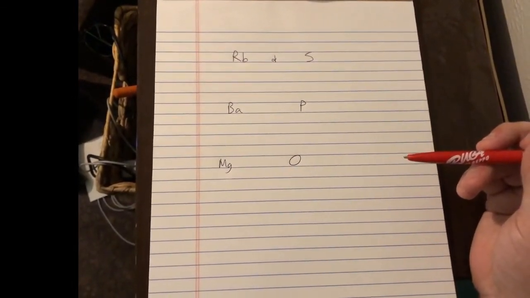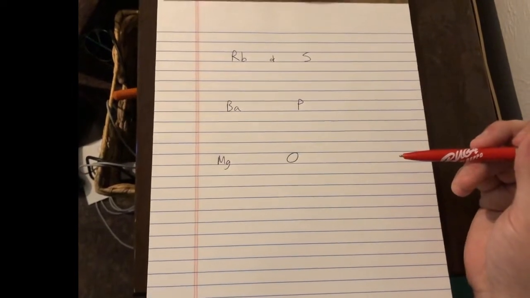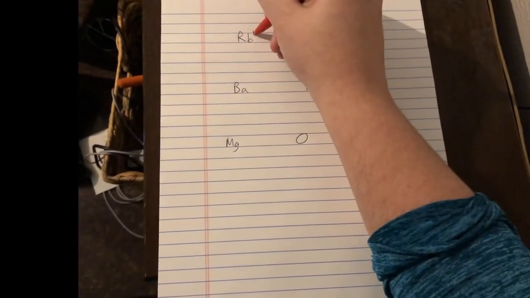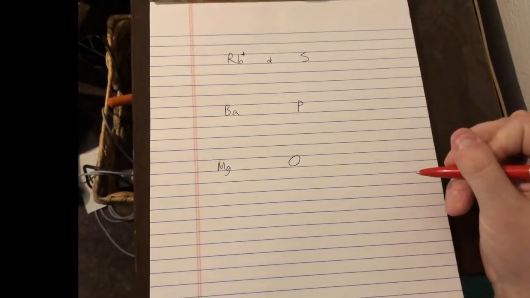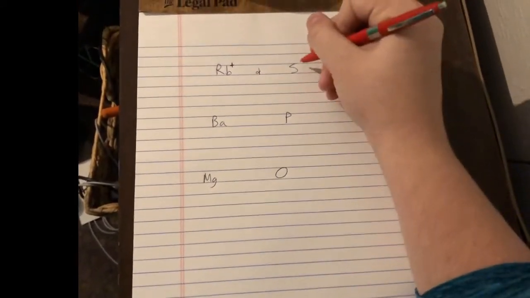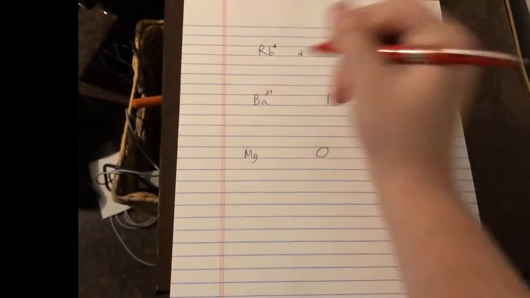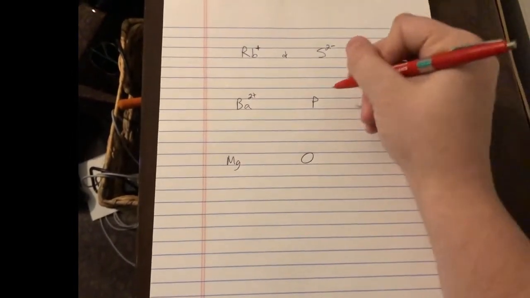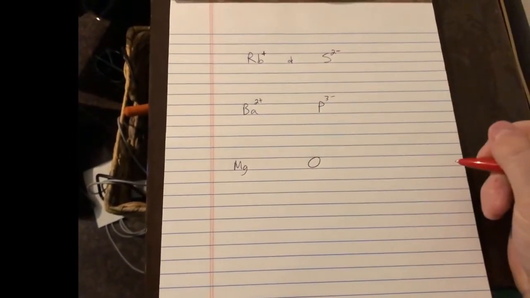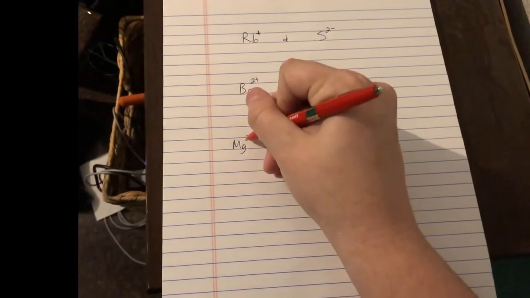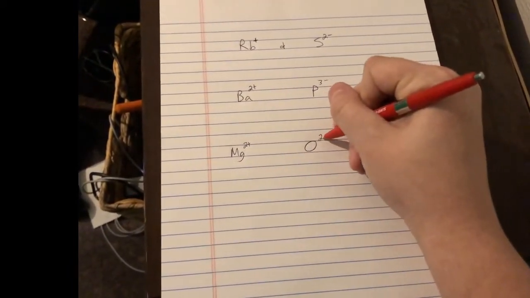And all we have to do is track them down on the periodic table to see what charge is associated with that element. What is going to make them happy? Well, rubidium is an alkali metal, therefore he is going to lose 1 electron, a positive 1 charge. Sulfur would like to gain 2 electrons. And you know what? Let's just go ahead and go down the line here. Barium is an alkaline earth metal, wants to lose 2 electrons. Phosphorus wants to gain 3 electrons. Magnesium wants to lose 2. And oxygen wants to gain 2.